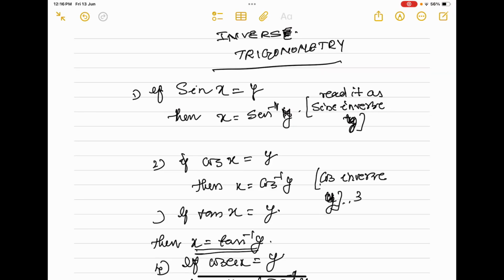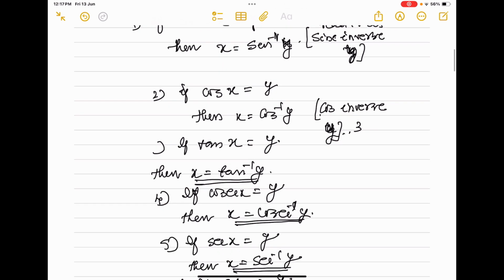Inverse trigonometry. In this video, I am going to give some questions to find the principal value of the given inverse trigonometric function. That is, if sin x equals y, then x equals sin inverse y. This is the inverse function of trigonometry. That is, if cos x equals y, then this angle x equals cos inverse y. We write it as cos raised to minus 1 y.